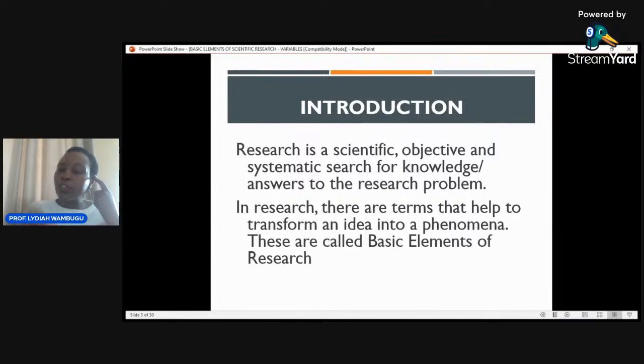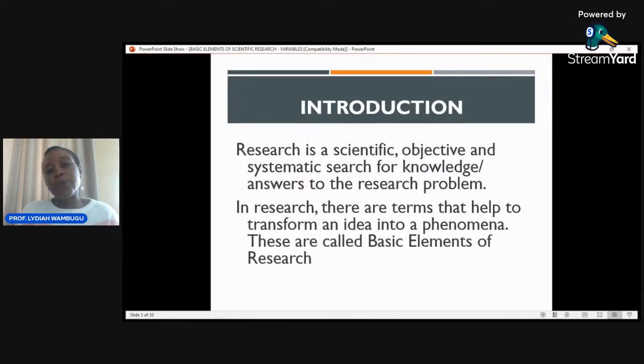So what transforms that idea is what is called the basic elements of scientific research. And in very simple terms, we said these elements are the language of researchers. It is what researchers use to communicate with one another, so that if I hear the word conceptual framework, I will not be lost as a researcher.